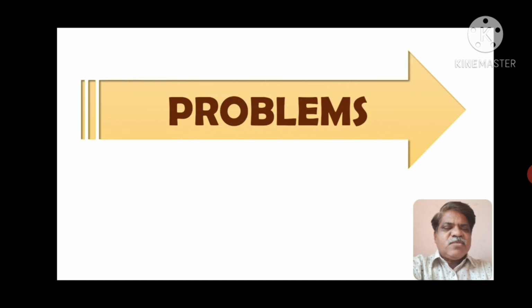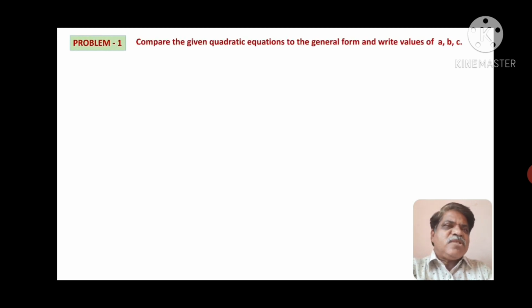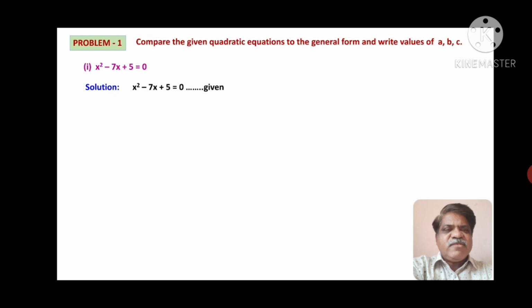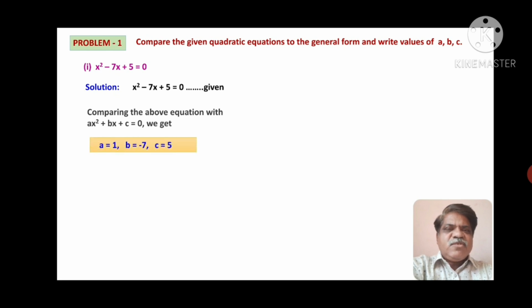Now let us discuss problem set 2.4. Problem first. Compare the given quadratic equation to the general form and write the values of a, b and c. First is x square minus 7x plus 5 is equal to 0. Friends, it is given that x square minus 7x plus 5 is equal to 0. Therefore, comparing this equation with ax square plus bx plus c is equal to 0, we get that a is equal to 1, b is equal to minus 7 and c is equal to 5.